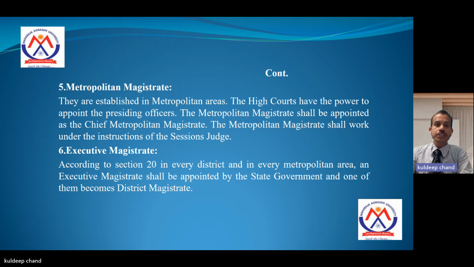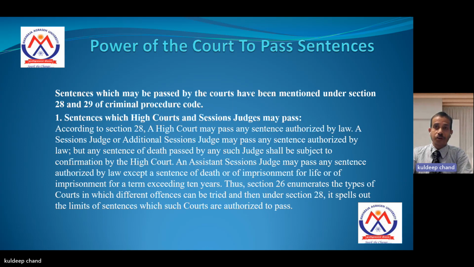And the last is the executive magistrate. As we know, according to section 20, in every district and in every metropolitan area, an executive magistrate shall be appointed by the state government. And one of them becomes the district magistrate. And what are the powers of such courts to pass sentences? Sentences which may be passed by the courts have been mentioned under sections 28 and 29 of the CrPC.